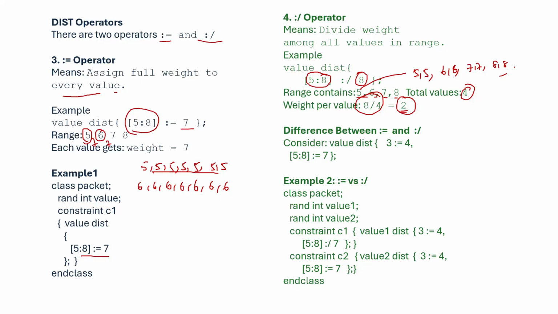Okay? That means we are giving some priority. I want some number to be repeated more number of times compared to the other number. So at that time, this distribution keyword will work here.